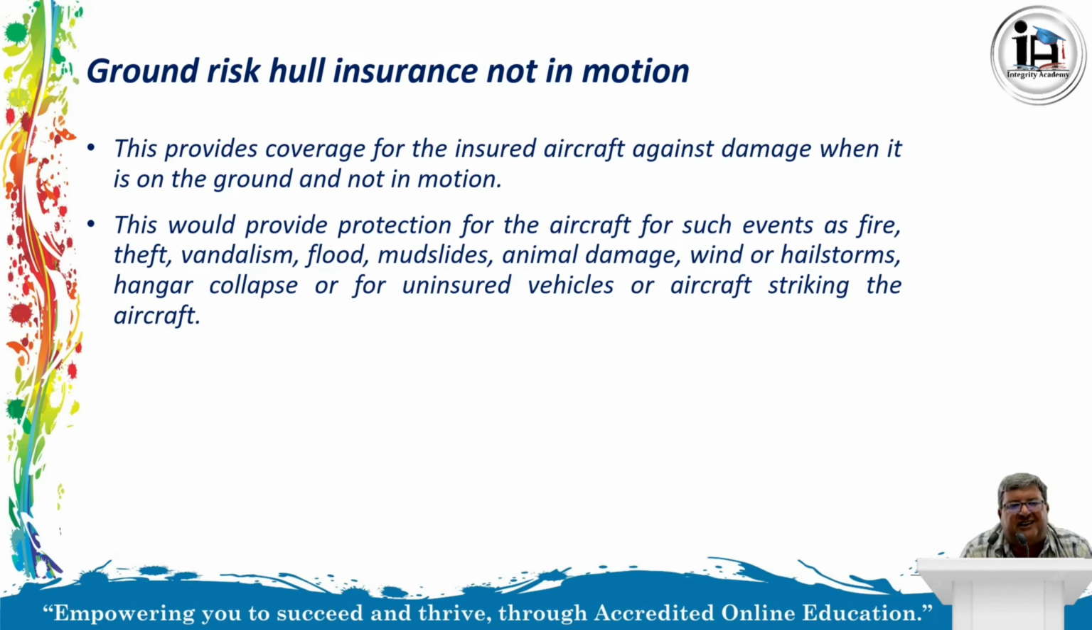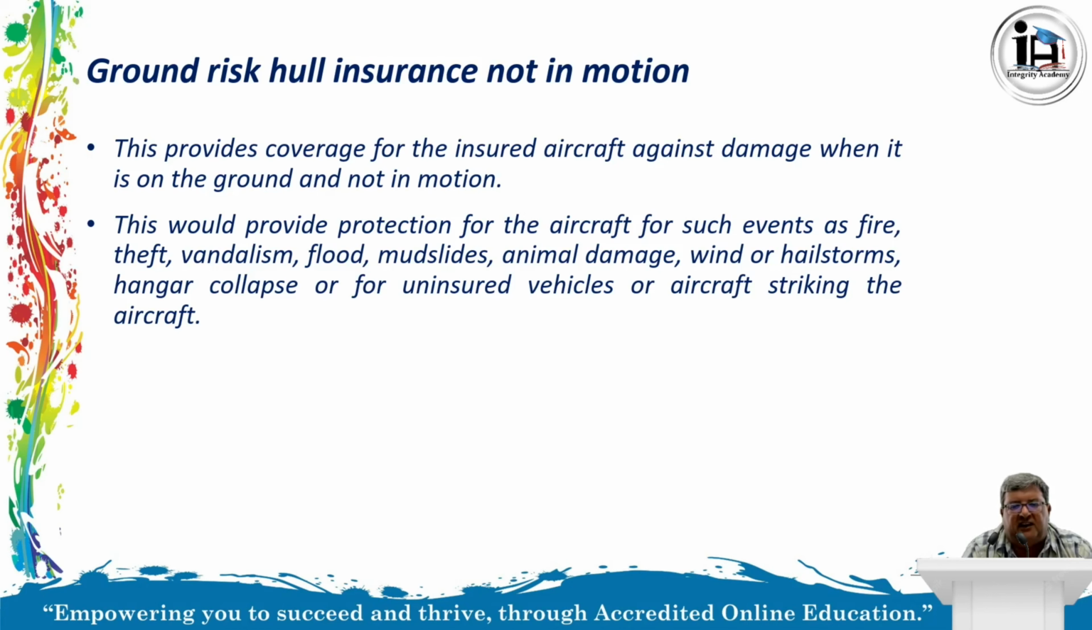Then you look at ground risk, hull insurance, not in motion. So this is where the aeroplane is not in motion. It's standing still at the airport, or standing still in the hangars where it needs to be serviced. So this provides coverage for the insured aircraft against damage when it is on the ground and not in motion. This would provide protection for the aircraft for such events as fire or theft, vandalism, floods, mudslides, animal damage, wind or hailstorms, hangar collapse, or for uninsured vehicles or aircraft striking the aircraft.